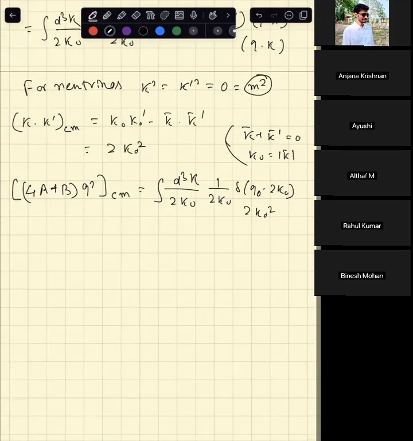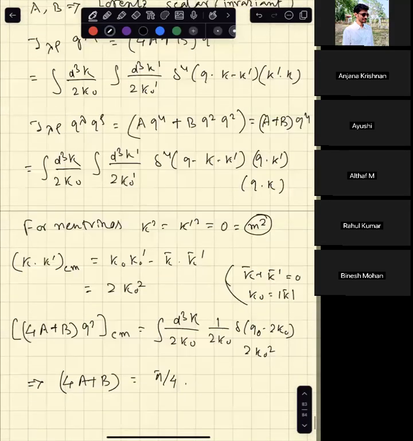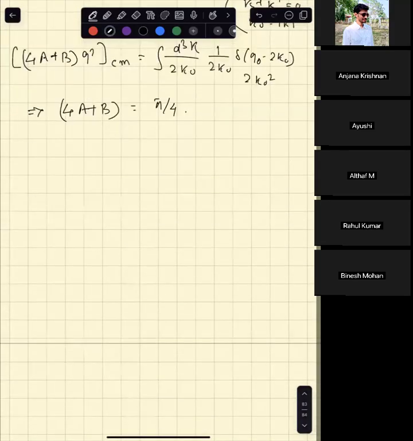Okay, and remember, in this particular case, on the right hand side there is no angular dependence. So when you perform this volume integral d^3k, the angular part will give you the theta integral and the phi integral, and you basically get 4 pi from that. Okay, so if you compute this, the result is 4a plus b is equal to pi by 4. Okay, and then similarly you perform the second integral, which is basically a plus b to the 4.